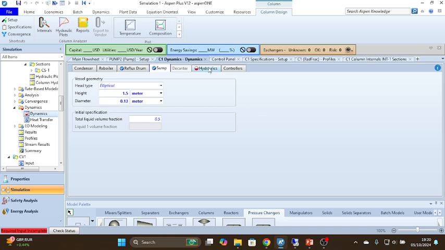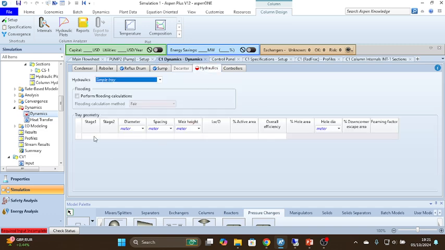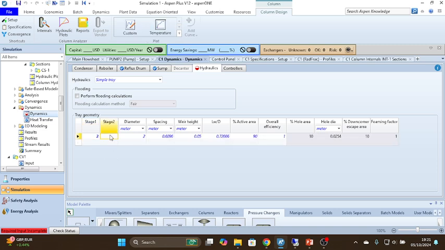Okay, now coming to the hydraulics part. This is from second stage to the 18th stage.